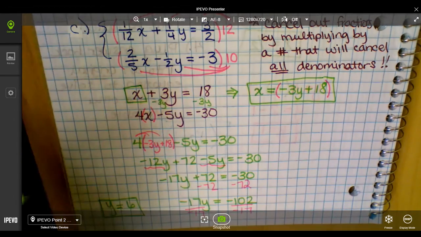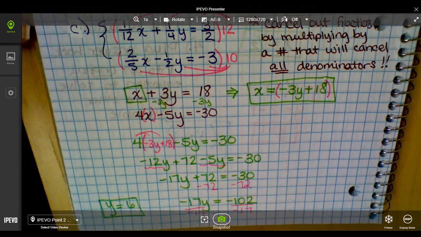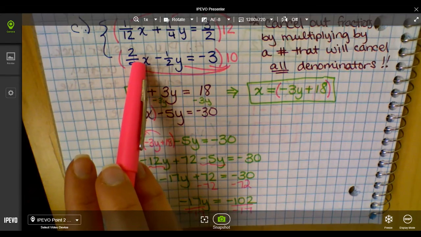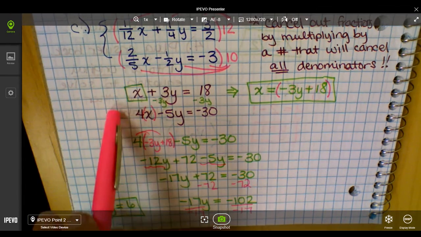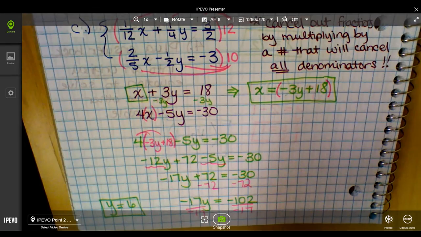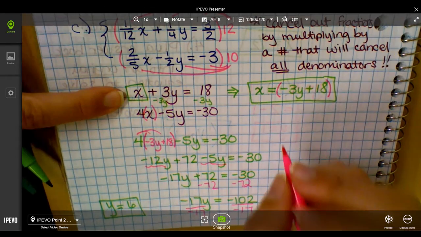Okay, but again, I am not done yet because I have to stick it back into one of my original ones. Now, my original ones, I really don't want to plug it back into here with all these fractions. Once you turn your original ones into whole number systems, just pick one of those again. I'm going to just pick the top one.